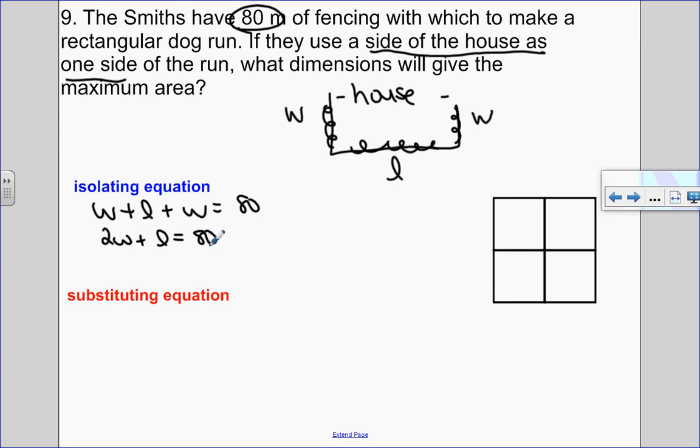length equals 80. Now it's called an isolating equation because I want to get one of my variables isolated to substitute into the substituting equation. So length is the easiest one to get by itself.